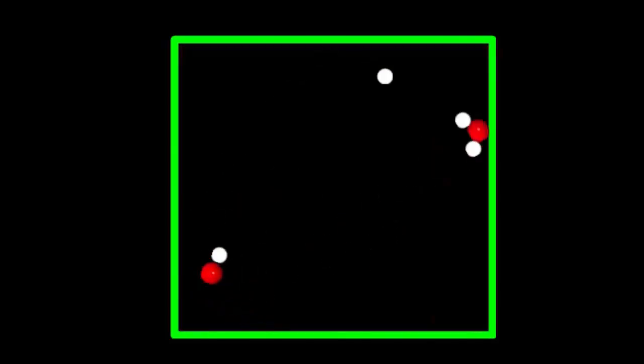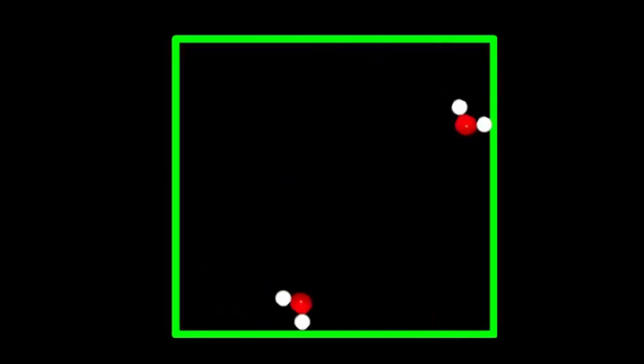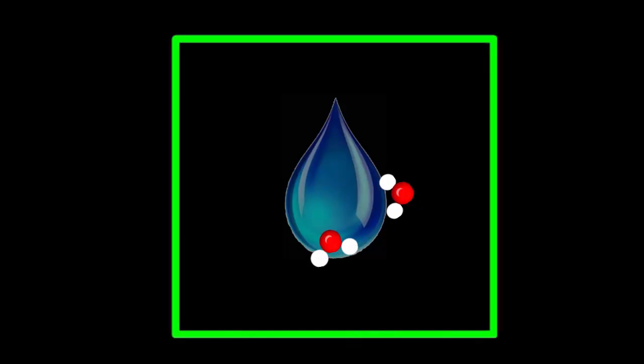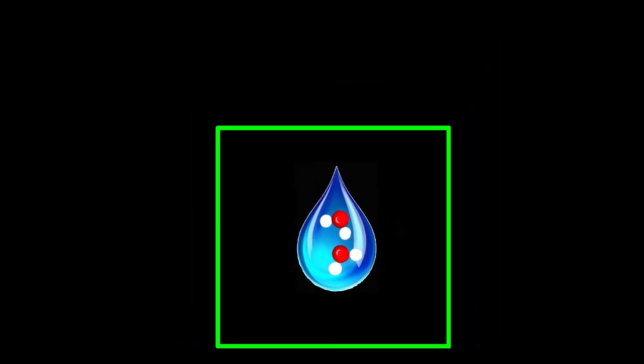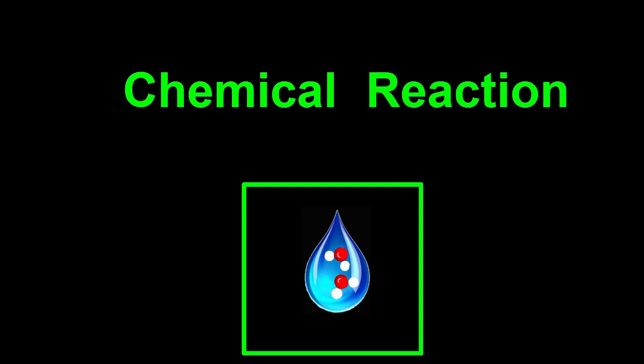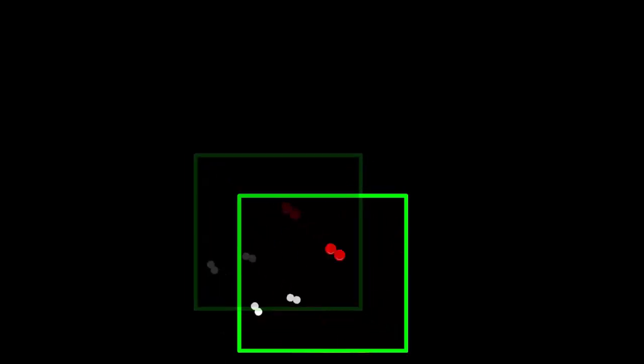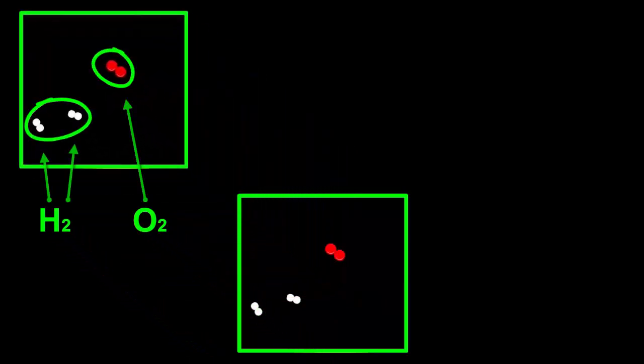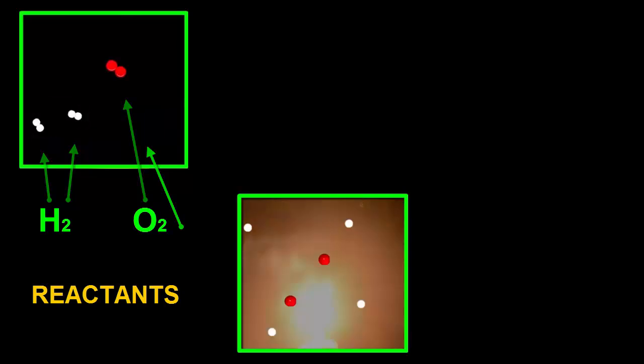In an earlier video we showed how two H2 and one O2 molecule can rearrange to form two H2O molecules. Because a new substance is formed, this change qualifies as a chemical reaction. We'll now replay the reaction in slow motion to show 3 snapshots in time as the reaction goes through different stages. At the beginning, there are two H2 molecules and one O2 molecule. These starting substances are called the reactants.